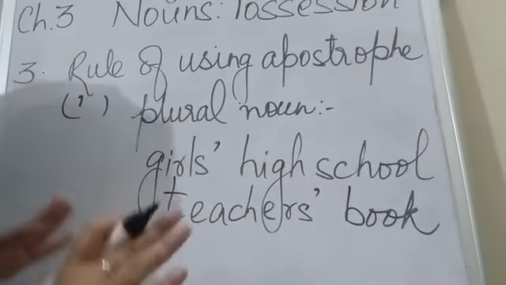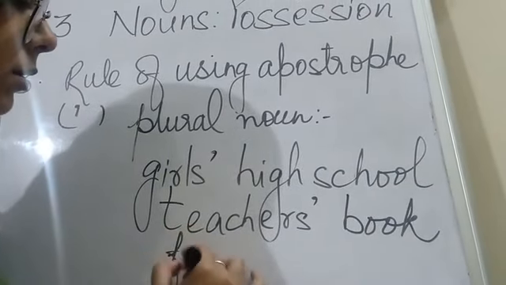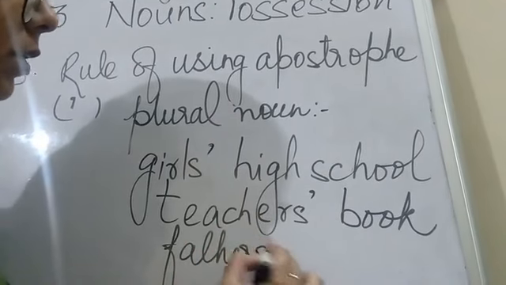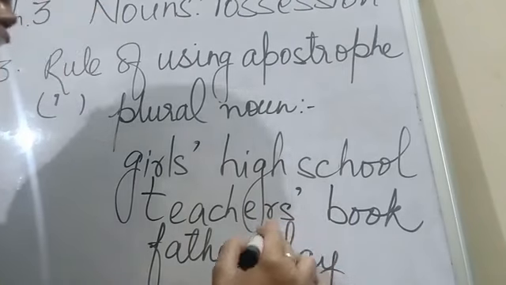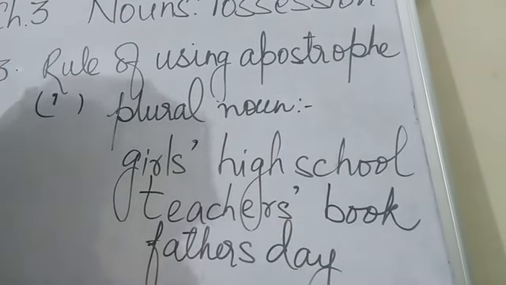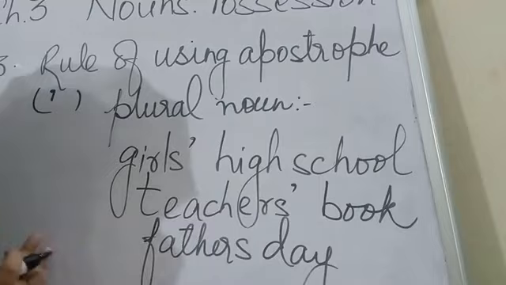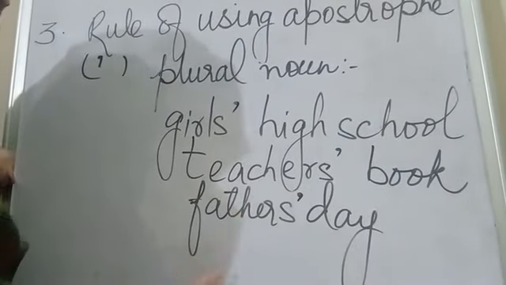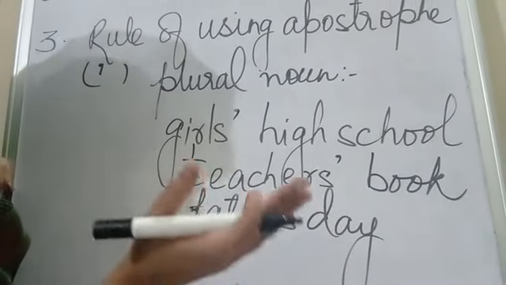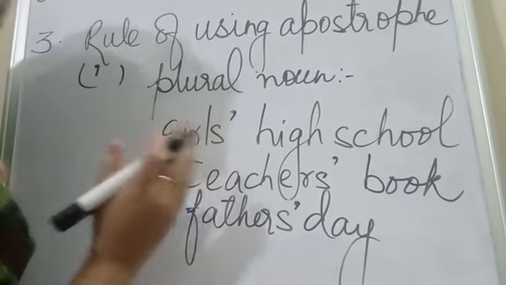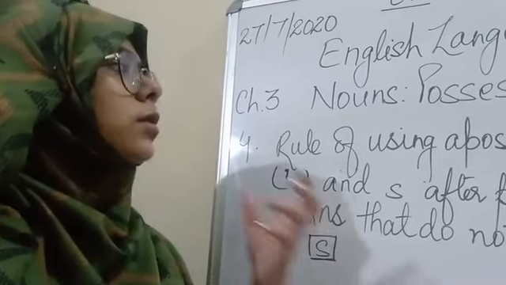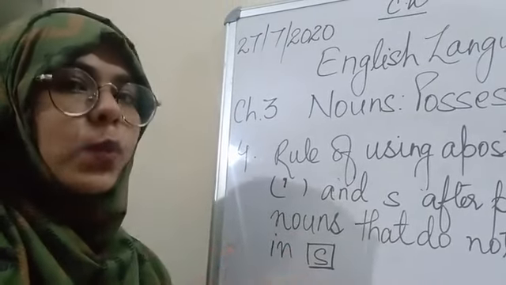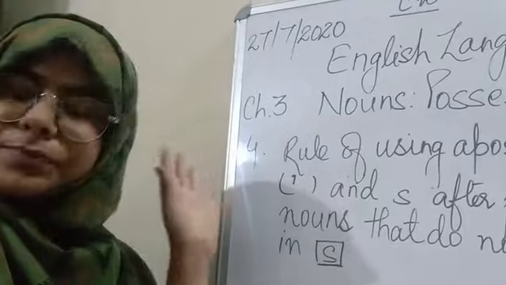book. Right? If I say Fathers' Day, this Fathers' Day, it is already written in plural form. I am not going to add an apostrophe S to show the possession that this day belongs to the fathers. This is Fathers' Day. I will simply add an apostrophe to denote that this is a possessive noun.